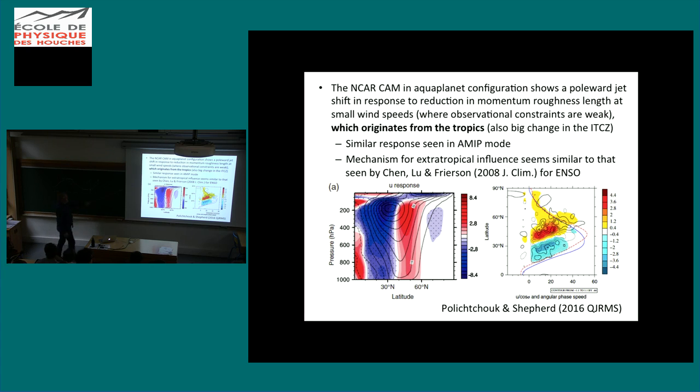Yeah. In fact, I said, I didn't say La Nina, but it's exactly like a La Nina, and it's really the same. So we basically figure it's the same mechanism that Chen, Lu and Frierson found for ENSO, but to reduce the roughness is like La Nina. Well spotted, Joy.